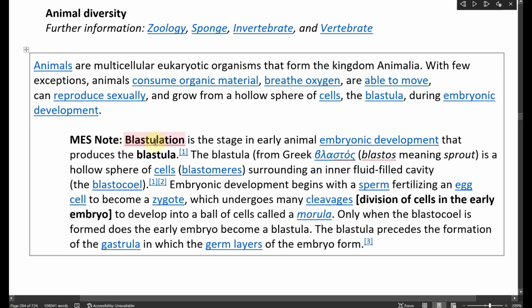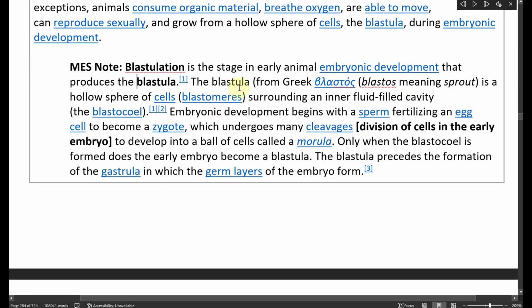So, blastulation is the stage in early animal embryonic development that produces the blastula. Let's see the pronunciation actually. Yeah, I think it's pronounced blastula when I Google it or check other sources. So anyways, continue further. So the blastula, from Greek blastos, meaning sprout, is a hollow sphere of cells called blastomeres.